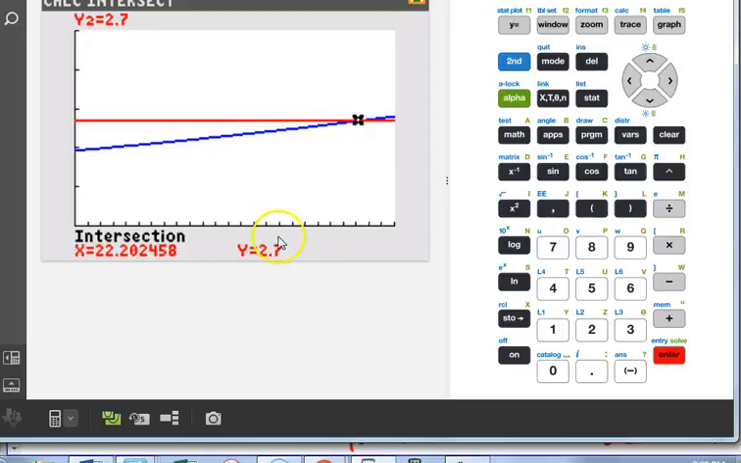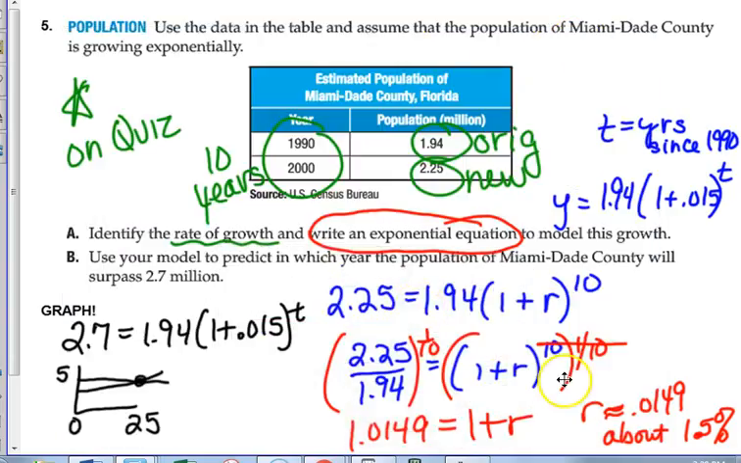So this answer was 22.2, guys. So the actual answer to the question would be 1990 plus 22.2. Can we just do the auto ask feature on our calculator to find it, since we didn't find the intersection point? If we asked for the 2.7, but you're asking for a y value, not an x value. So you'd have to set it differently, I think. I don't know how to do that. So this would be sometime during 2012.